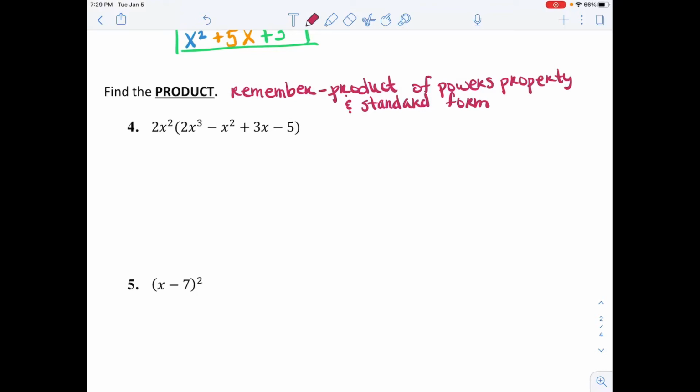The next thing we're going to talk about is multiplying or finding products. So finding a product is the result of multiplication. And a couple of things we want to remember: the product of powers property that we talked about on the front page, and also keeping our final answers in standard form. So if we just have a single term or a monomial that we're multiplying by a polynomial, we simply distribute that monomial to each term of the polynomial that's in parentheses.